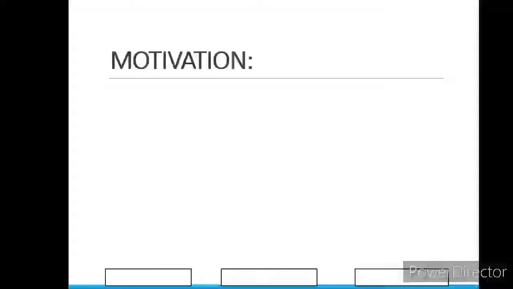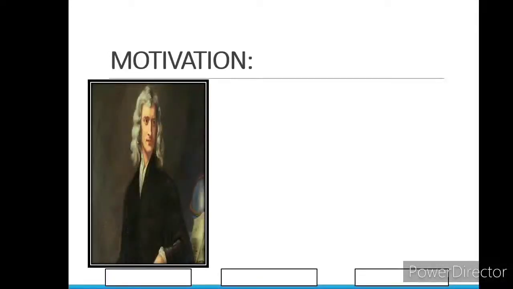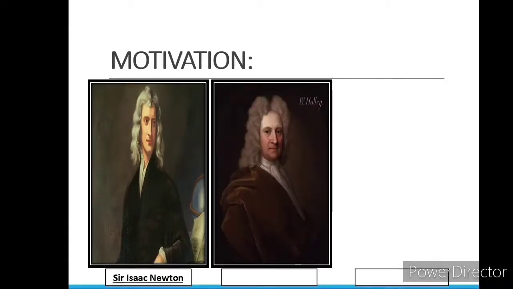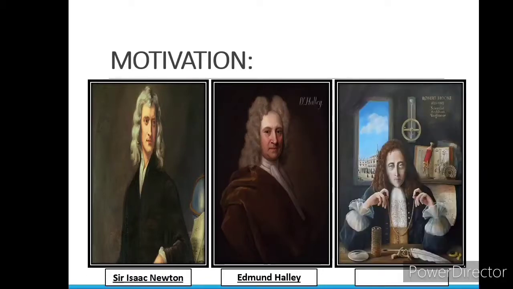The motivation part means I will be telling you a brief history of the origin of these laws of motion. Recognize this picture here. The person in this picture is none other than Sir Isaac Newton. In the second picture, this person is also one of the very famous physicists, Edmund Halley. And the last person here is Robert Hooke. You might recognize Robert Hooke as the discoverer of the cell, the fundamental unit of living. Robert Hooke was the person who discovered the cell.